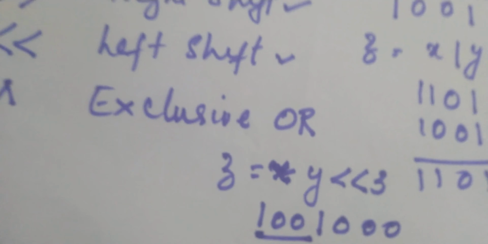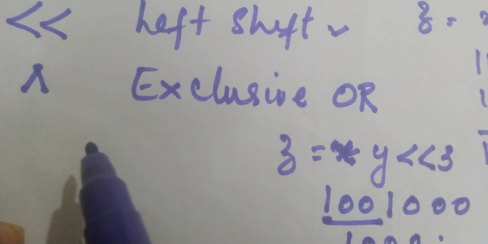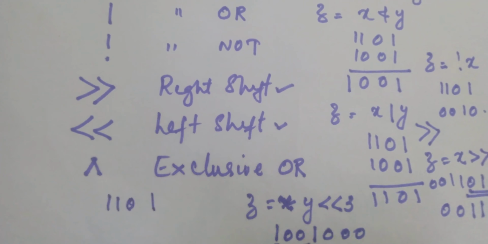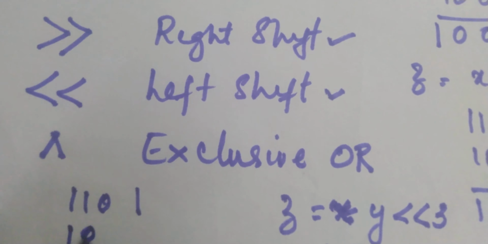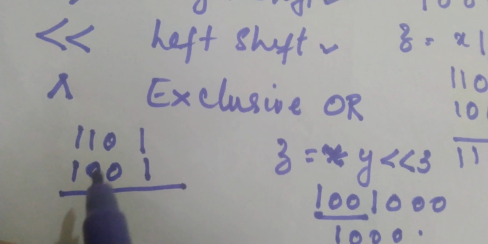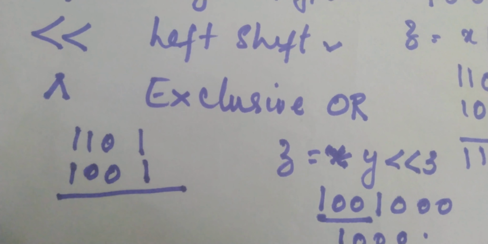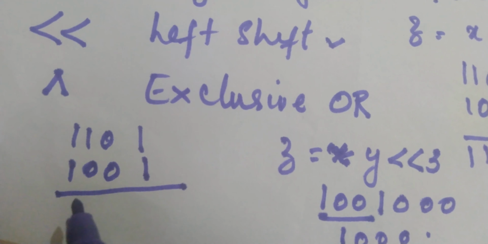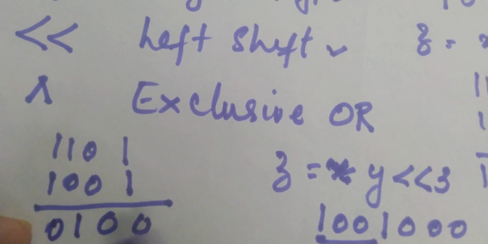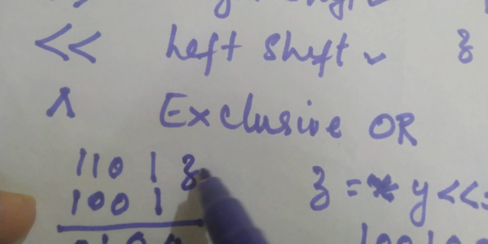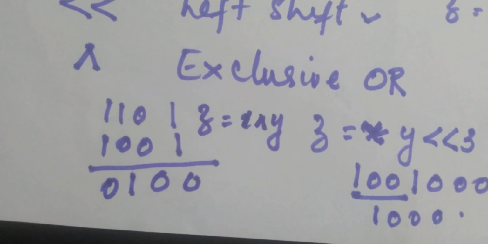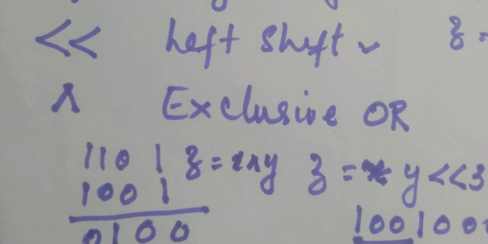And in the case of exclusive OR, the value of x was 1101 and the value of y was 1001. When exclusive OR is applied, only when exactly one of the data is 1, the result will be 1. In all other cases, the value will be 0. So here the result will be 0100. So if I write z equal to x exclusive OR y, the result will be 0100. That's all about bitwise operators.